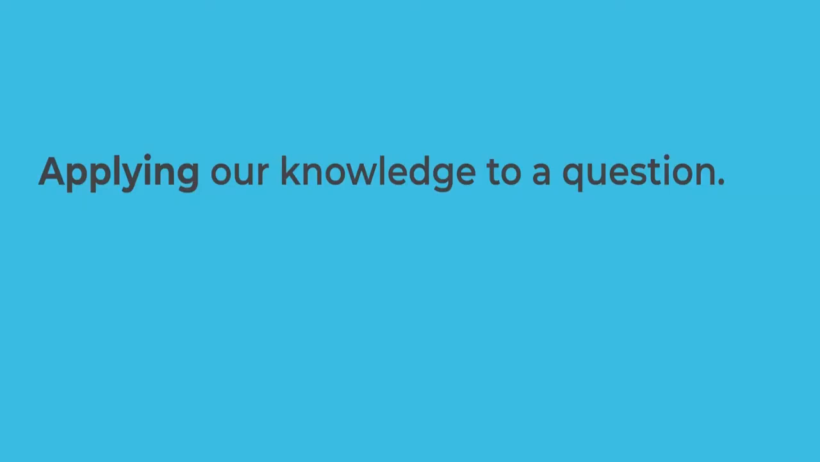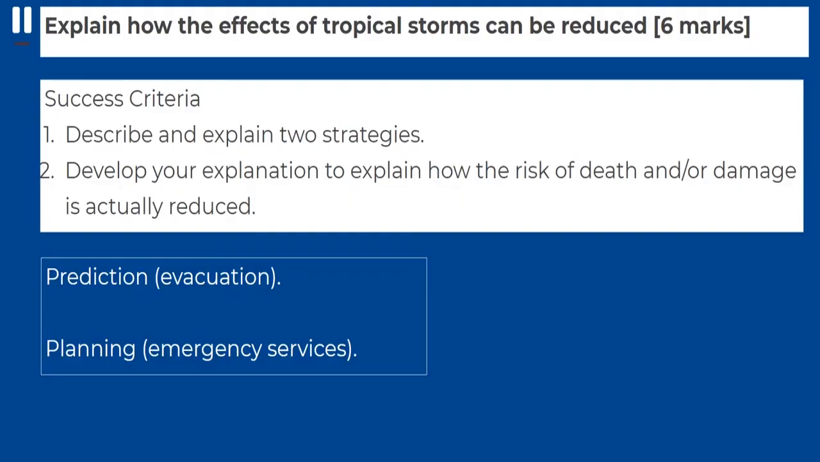So we're now going to apply our knowledge to a question and think about how we might answer a 6-mark question. So the question that you're going to have a go at answering is this. Explain how the effects of tropical storms can be reduced. 6 marks.